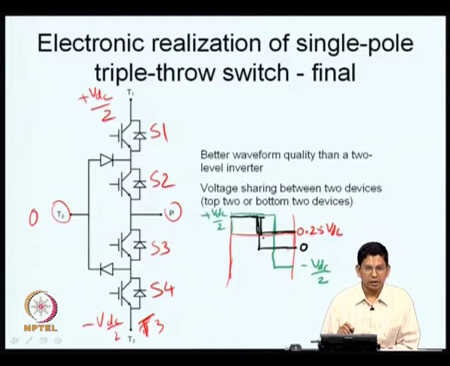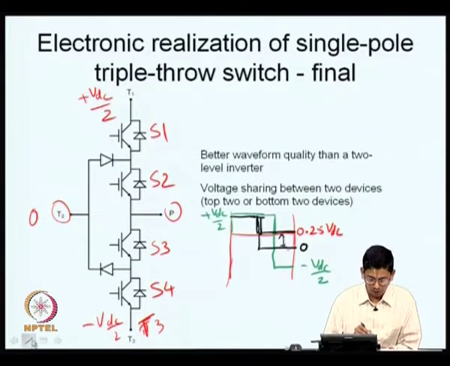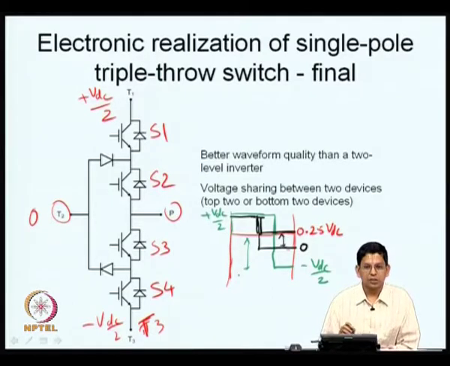Why? Because the maximum error between the ideal waveform, which is equal to 0.25 VDC, that is what you want, and the actual waveform, which is what you apply, is lower now. If you consider this, the error is only so much in a 3 level inverter. Correspondingly, if you consider a 2 level inverter, the error is substantially higher. So, the instantaneous error between what you want, that is the average voltage, and what you apply, that is the actual instantaneous voltage, is higher in a 2 level inverter and lower in a 3 level inverter. Therefore, a 3 level inverter can give you a better waveform quality.